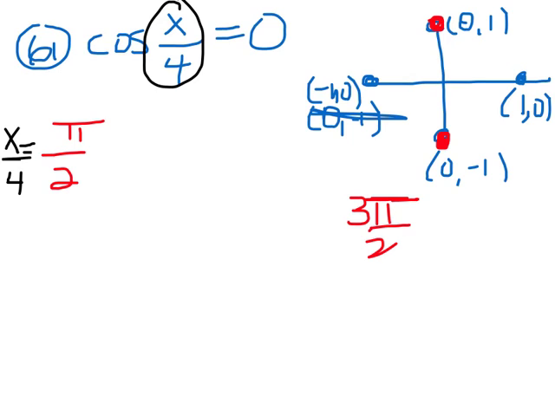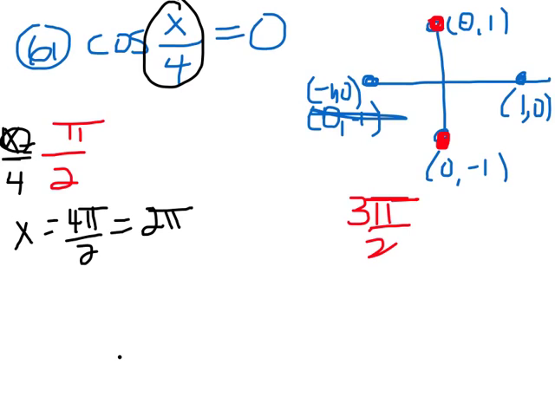So what would I do? Yes. So to solve for x, wouldn't you just multiply both sides by 4? Okay, so that would give you 4 pi over 2, which is 2 pi. Okay? Let's go over to this other one.